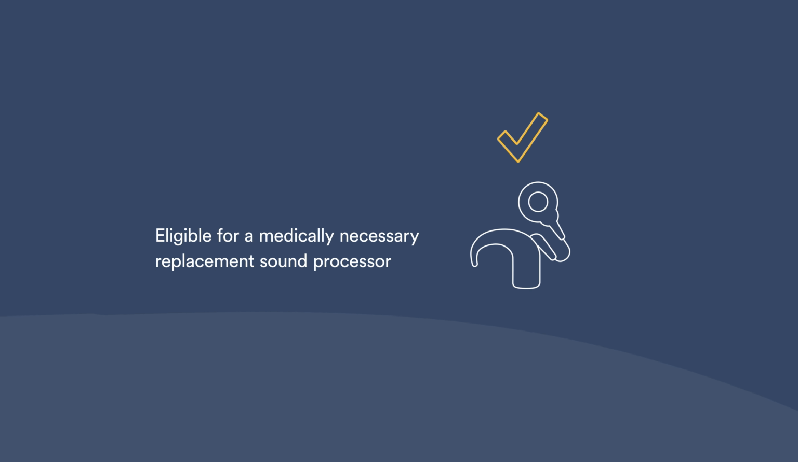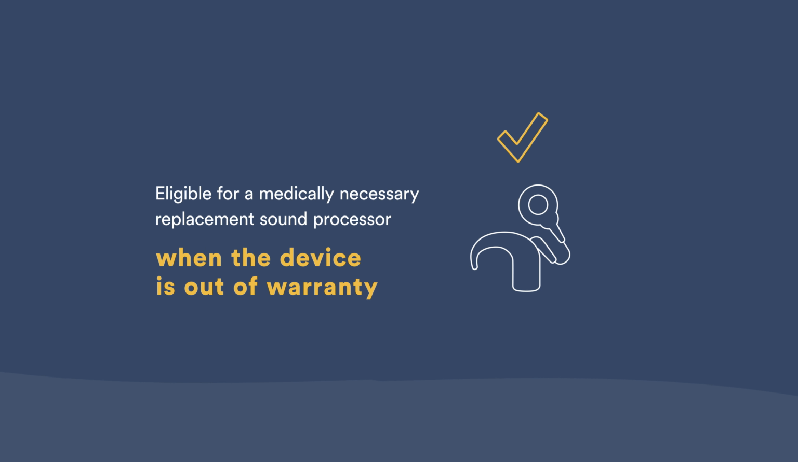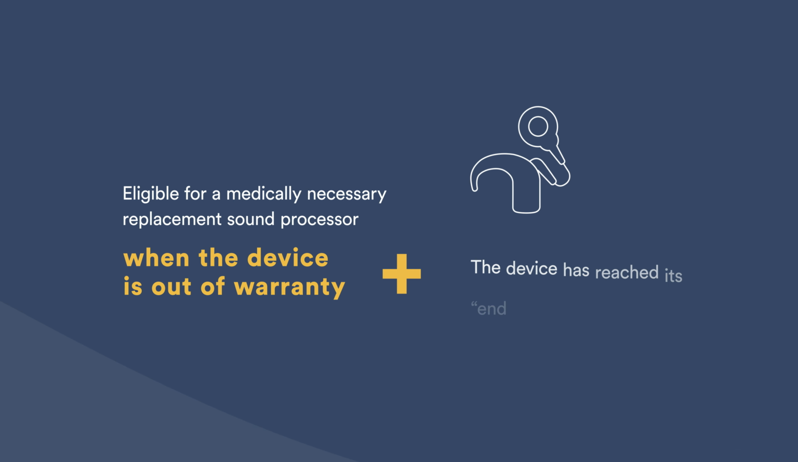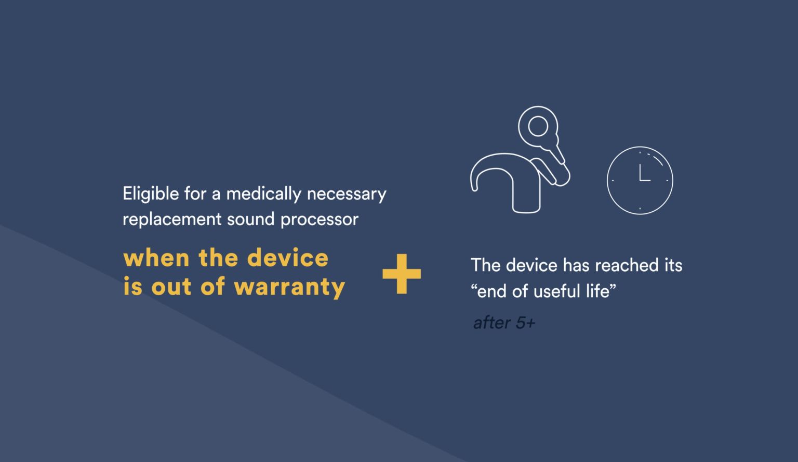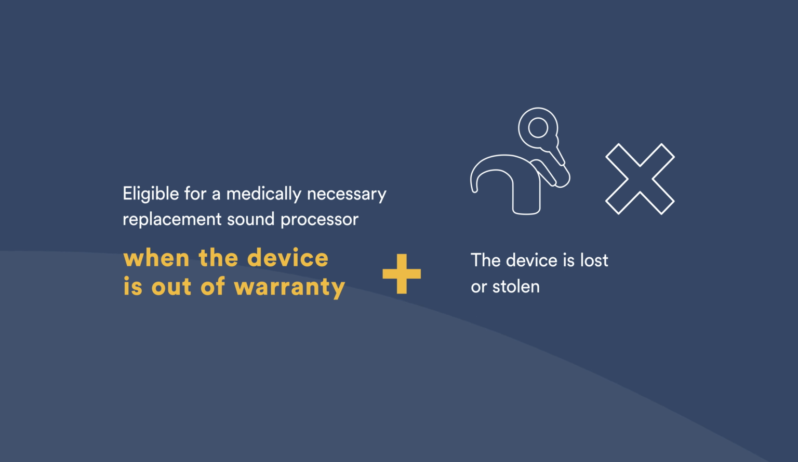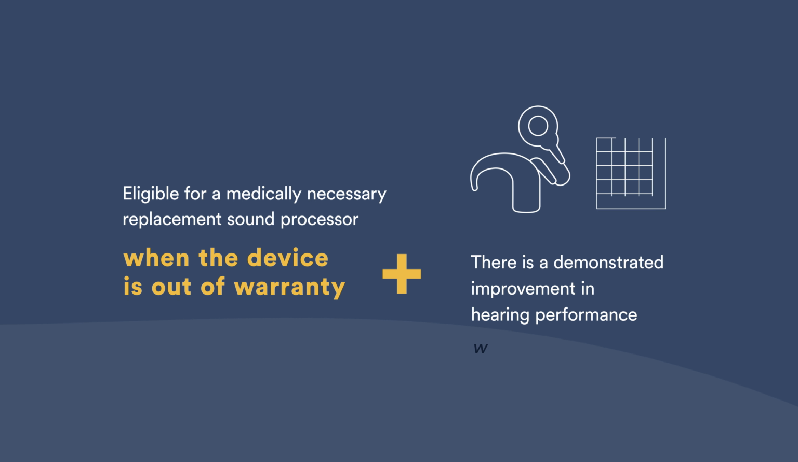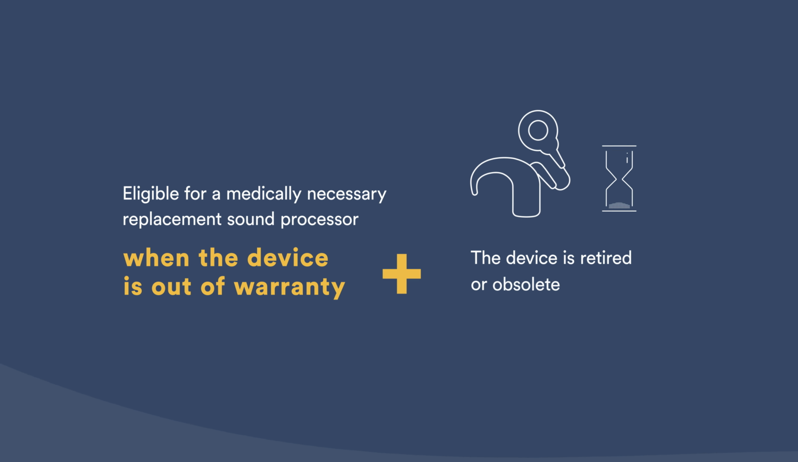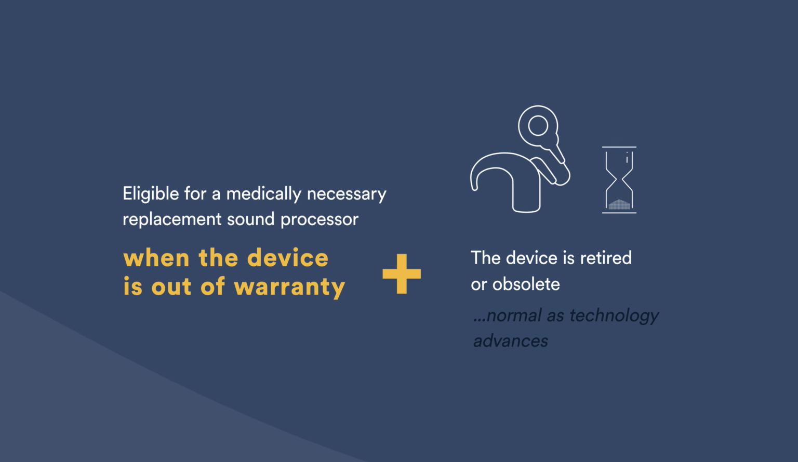Considerations for determining eligibility for a medically necessary sound processor upgrade typically include when the patient's device is out of warranty, plus one or more of the following. The device has reached its end of useful life, usually after 5 or more years of continuous use. The device is lost or stolen. There is a demonstrated improvement in hearing performance with the next generation technology. The device is retired or obsolete, which is a normal part of a product life cycle that occurs as technology advances. These are covered in more detail in the eligibility video of this series.